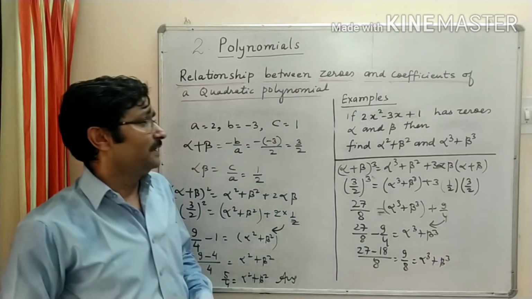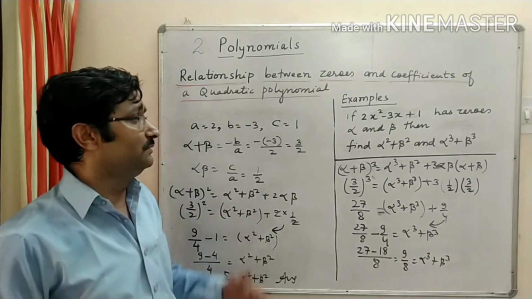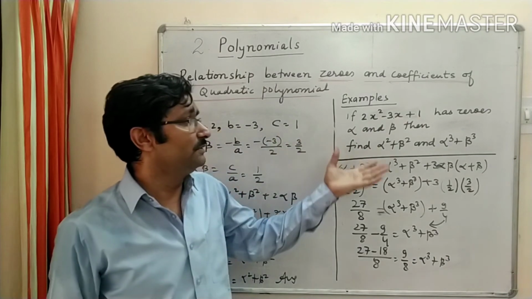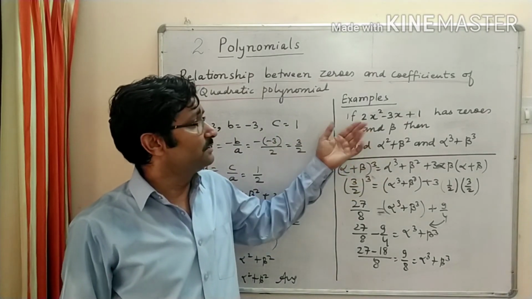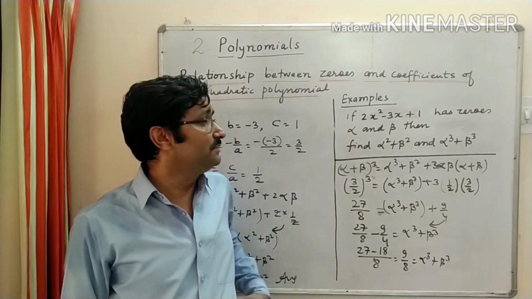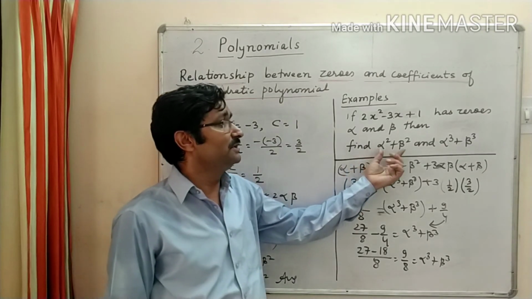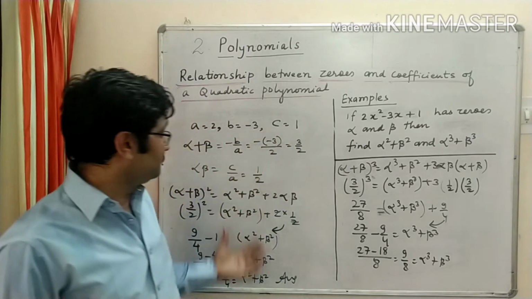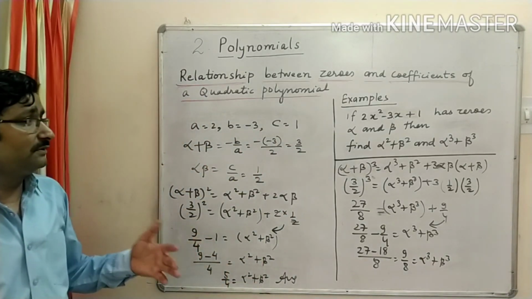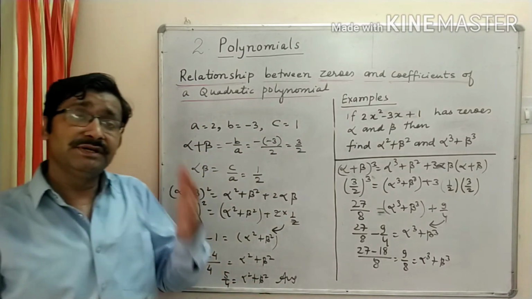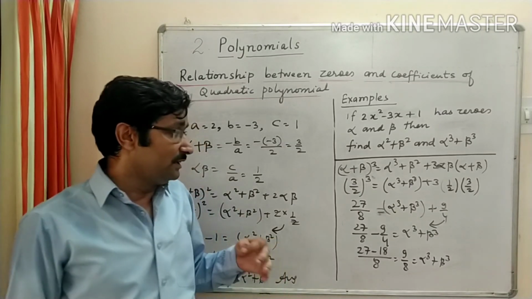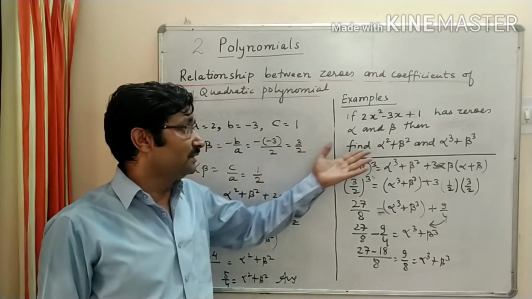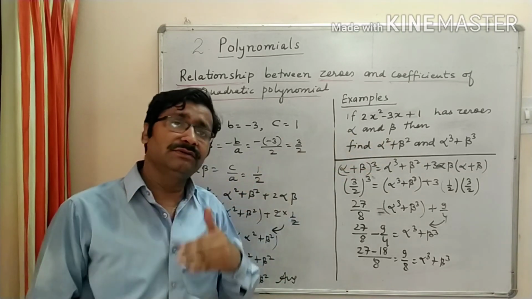So look here, this question is given to you and you need not do the middle term splitting, you need not do any part, directly you can do. 2x square minus 3x plus 1 is given to you, and you have to find alpha cube plus beta cube and alpha square plus beta square. You can use this formula and find them, no need to find separately, no need to do middle term splitting. And if you do the middle term splitting, then find alpha and beta and put them in alpha cube and beta cube, then also you get the same answer.